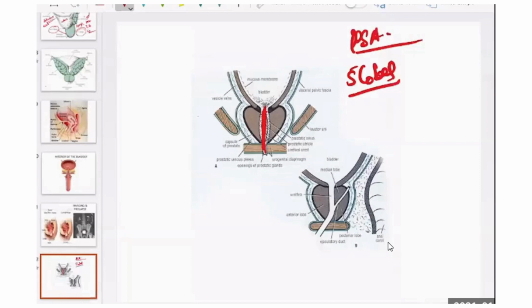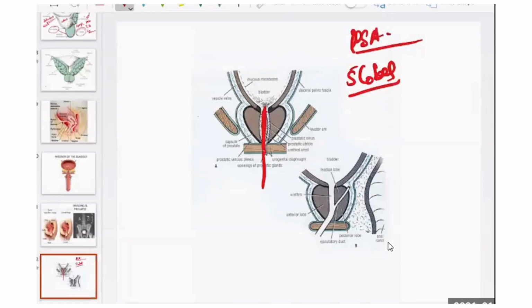Then it comes to the male component, right? For the female, the urethra is very short, 4 centimeters. But for male, it traverses the corpus spongiosum and opens on the exterior. The part of the urethra present within the prostate is called the prostatic urethra. So this is the urinary passage.